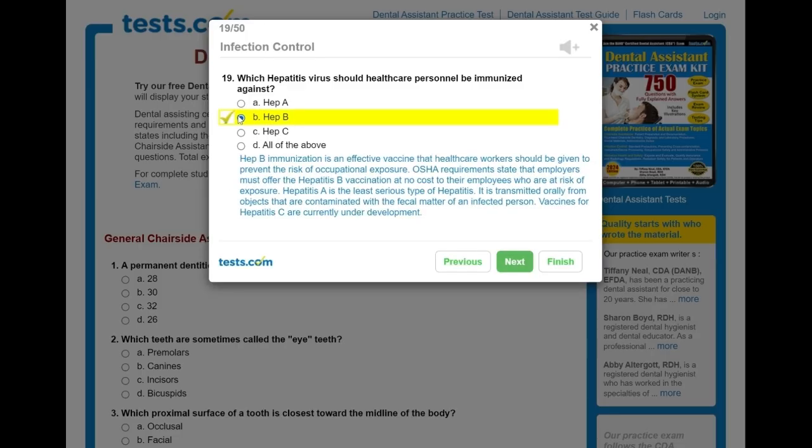B. Hep B. Hep B immunization is an effective vaccine that healthcare workers should be given to prevent the risk of occupational exposure. OSHA requirements state that employers must offer the hepatitis B vaccination at no cost to their employees who are at risk of exposure. Hepatitis A is the least serious type of hepatitis. It is transmitted orally from objects that are contaminated with the fecal matter of an infected person. Vaccines for hepatitis C are currently under development.